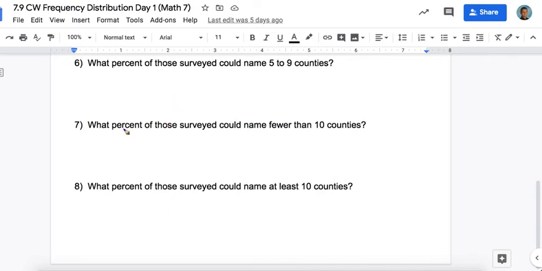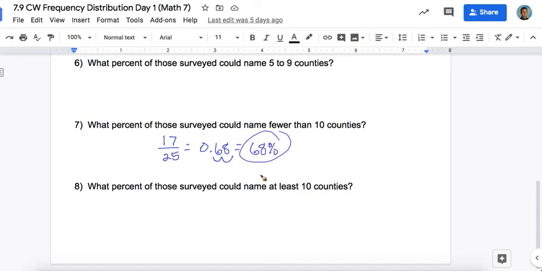So together, that would be 17 out of 25. And you could type that into your calculator. 17 divided by 25, that would give you 0.68, and then move it 2 to the right to get to the percent, and it'd be 68%.